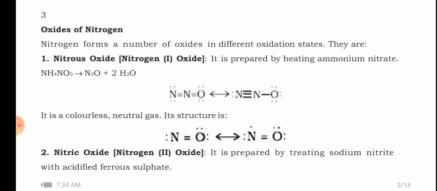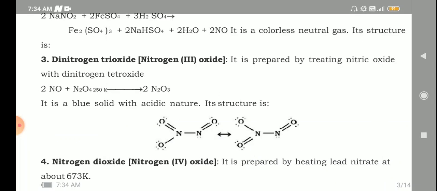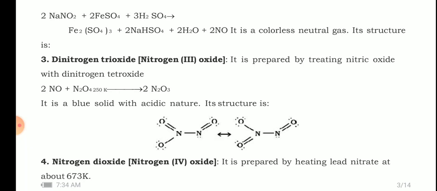Next, the second oxide we have is nitric oxide, that is nitrogen(II) oxide. It is prepared by treating sodium nitrite with acidified ferrous sulfate. So when sodium nitrite reacts with ferrous sulfate in presence of sulfuric acid, it gives you ferric sulfate, ammonium bisulfate, water and nitric oxide. It is a colorless neutral gas.